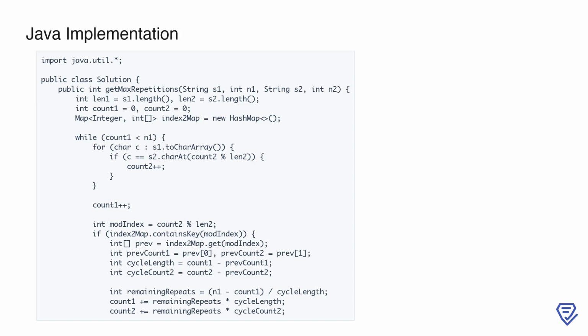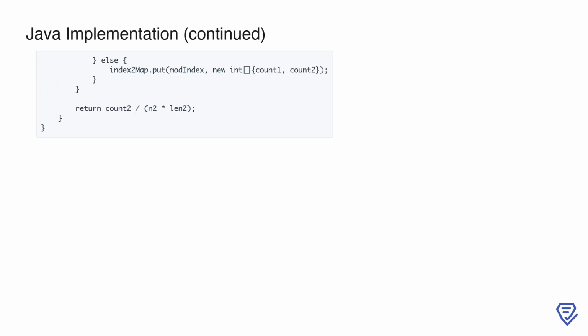Using this information, we calculate how many complete cycles can fit into the remaining repetitions of S1 and adjust count1 and count2 accordingly, effectively skipping redundant iterations. If no cycle is detected for the current modulo index, we store the current state of count1 and count2 in the map for future reference.